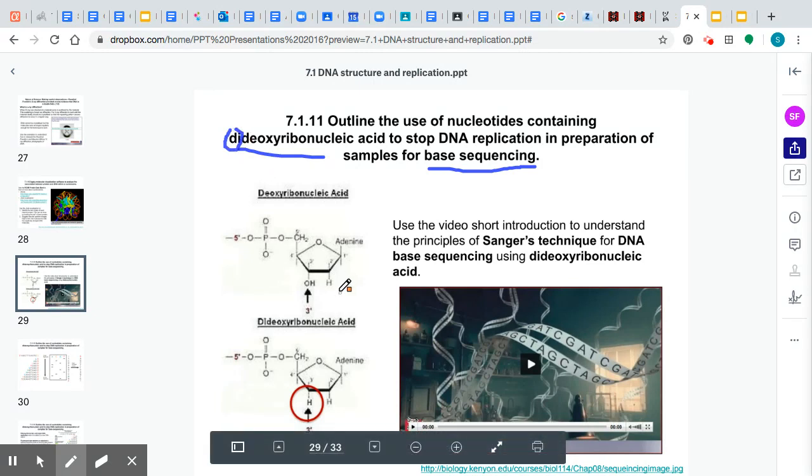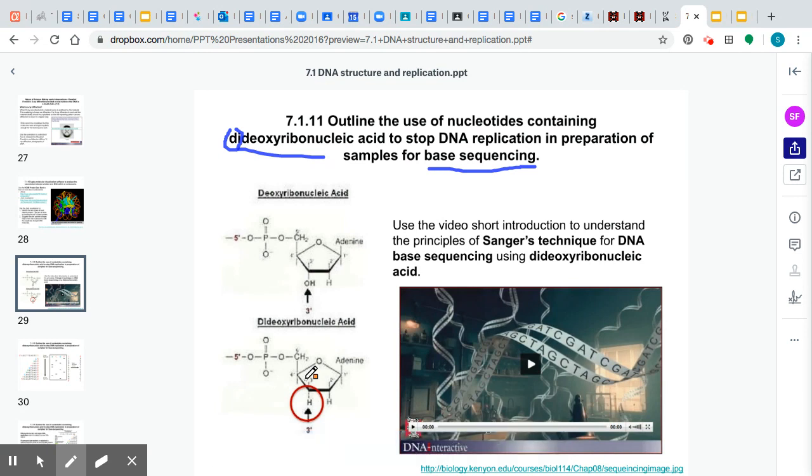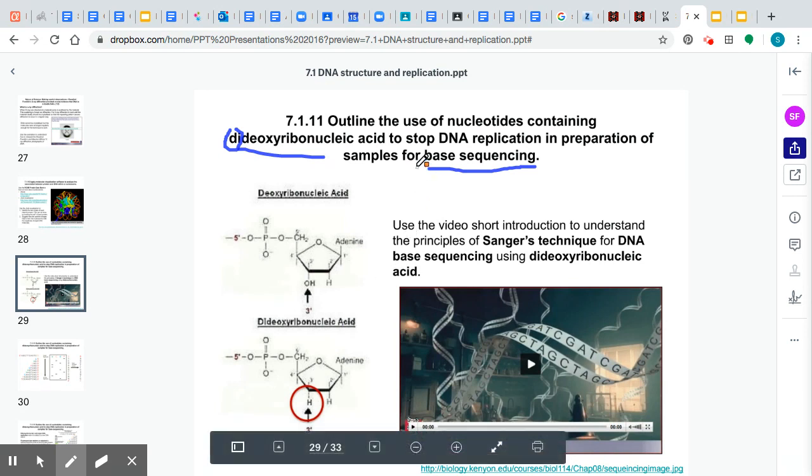And what that means is instead of having one H here, we've added an H over here. So there's two H's connected to carbon 2, and there's two H's connected to carbon number 3. And we're going to talk about why that's important in a second. Well, I guess I'll mention it right now. So what it does is it actually stops DNA replication. So that by allowing it to stop DNA replication, we're able to figure out the base sequence.